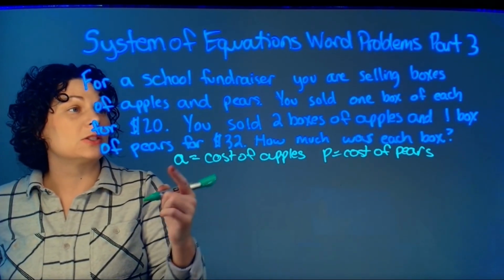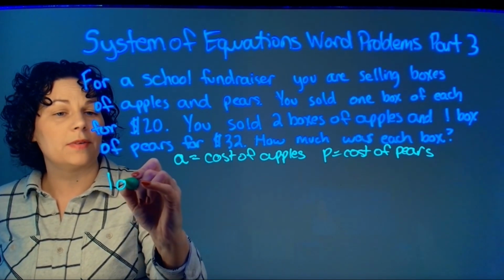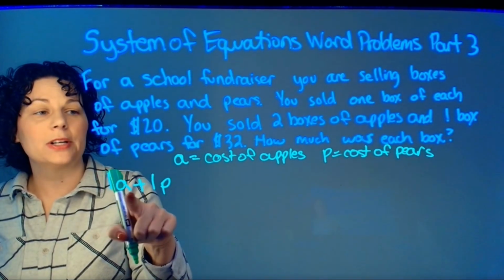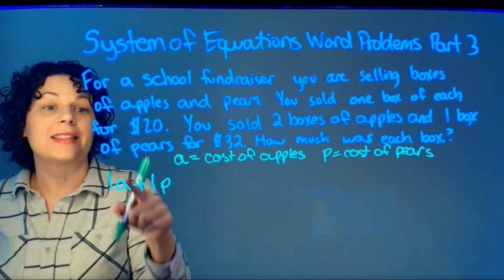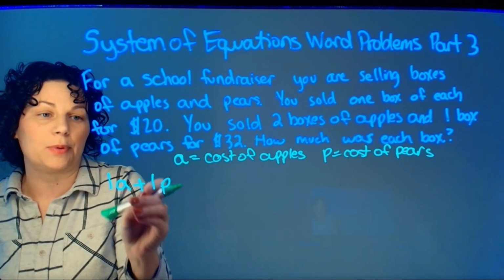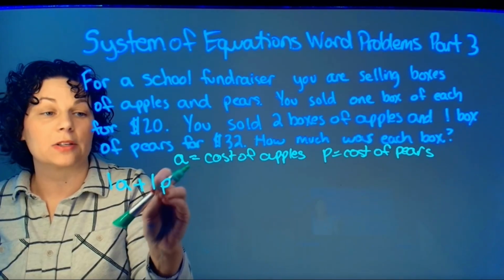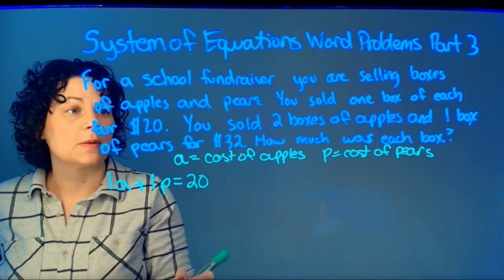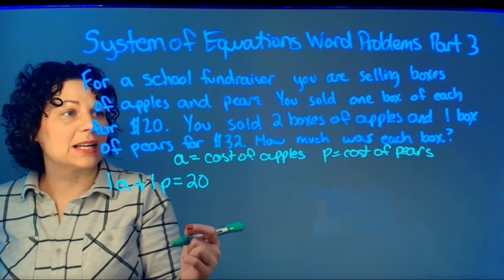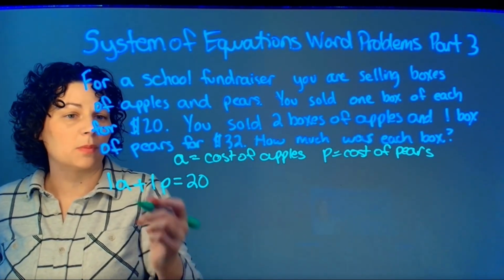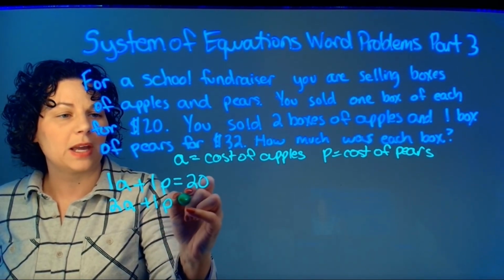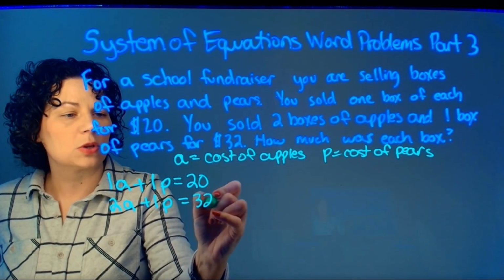So that first sentence, you sold 1 box of apples and 1 box of pears. If I multiply how much it cost times how many I bought, that gives me the total dollar amount for the apples. Plus, do the same thing for the pears. How much times how many, and that will give me the total cost. I'm going to do the same thing with the second sentence where it talks about numbers. 2 boxes of apples and 1 box of pears was $32.